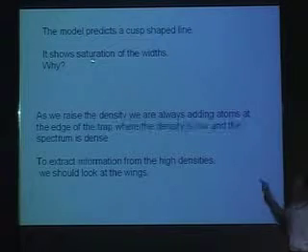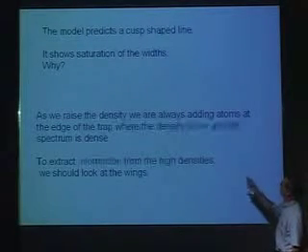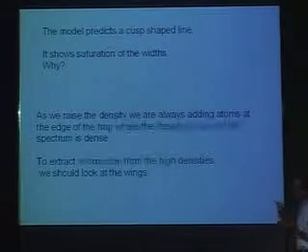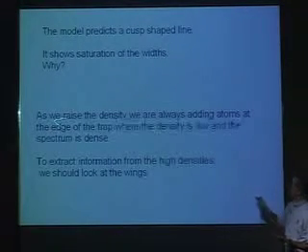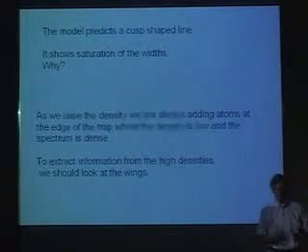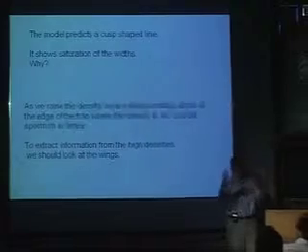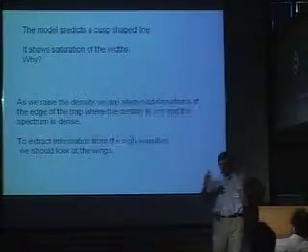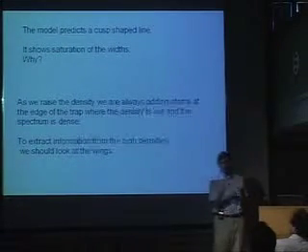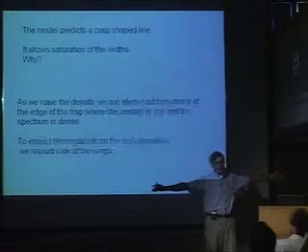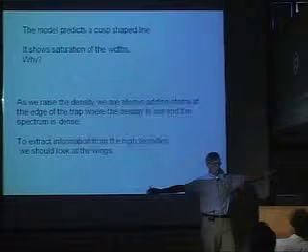Now, you could ask, why do you get the cusp-shaped line, and why do you get the saturation of the widths? Well, basically, when you raise the density, what you're really doing is you could think of adding atoms on the edge of the trap, and as you raise the density of the stuff in the center, its frequency spectrum is just going out like this, and so you just don't see it.